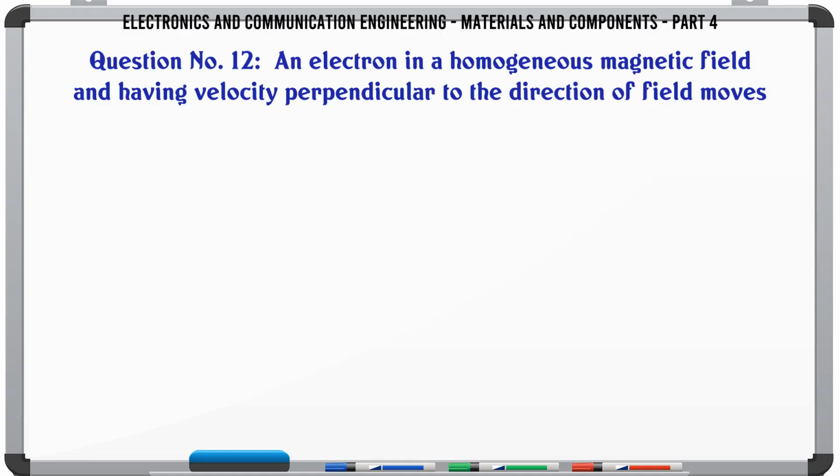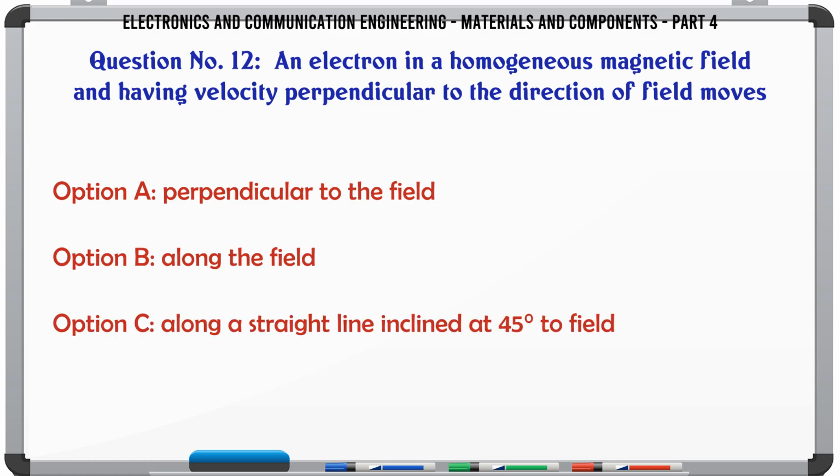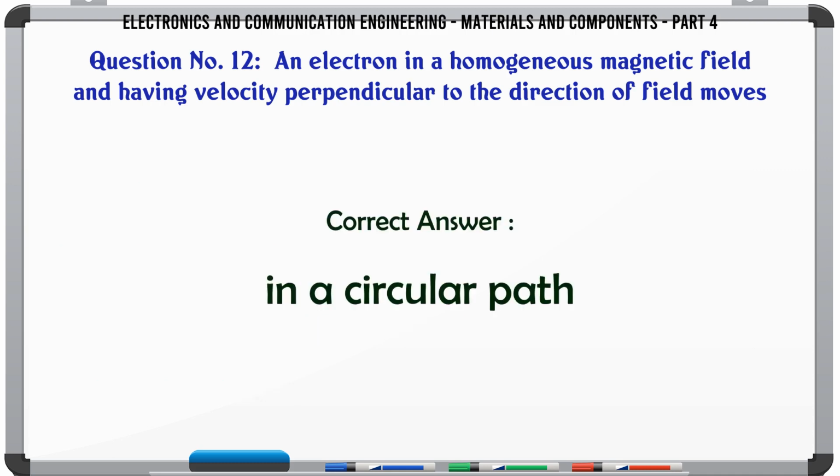An electron in a homogeneous magnetic field and having velocity perpendicular to the direction of the field moves A. perpendicular to the field, B. along the field, C. along a straight line inclined at 45 degrees to the field, D. in a circular path. The correct answer is in a circular path.